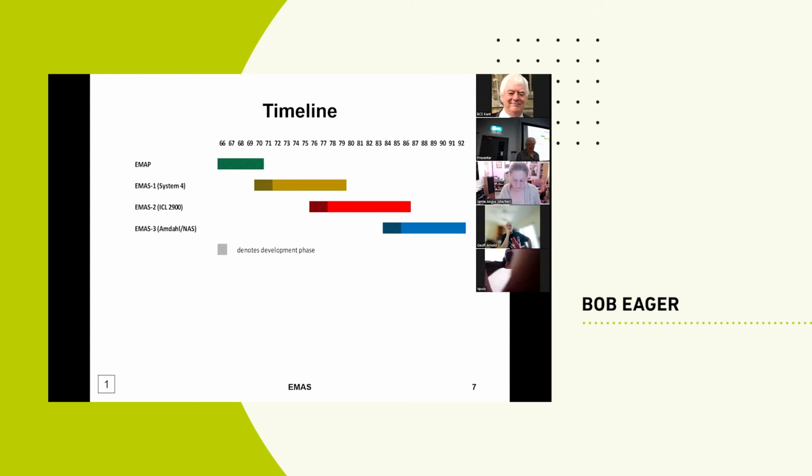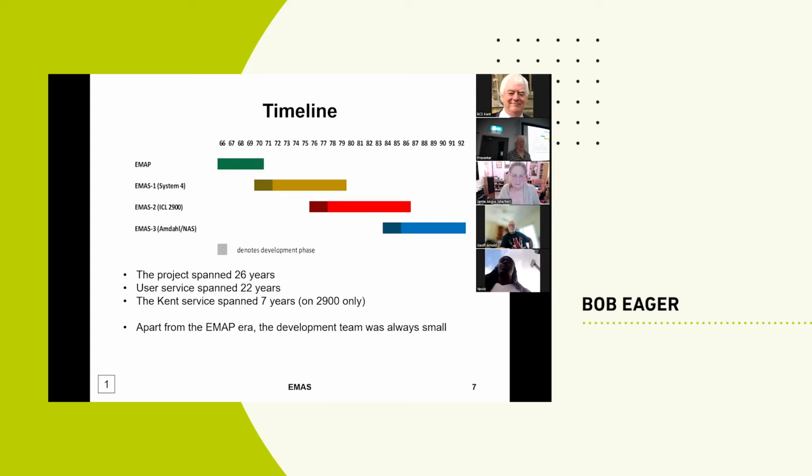So here's the timeline, just to sort of firm it up. The EMAP project, the green, started in 66 and ran up to 70. EMAS 1 ran from obviously around the same end of that to development up to 71, and then EMAS 2 came along in, they called that retrospectively, in 76 onwards, and then eventually EMAS 3 in the mid-80s. So it was pretty good, really. So it spanned 26 years altogether, and the service for users spanned 22 years. Not a bad lifetime for a single operating system developed by half a dozen people.